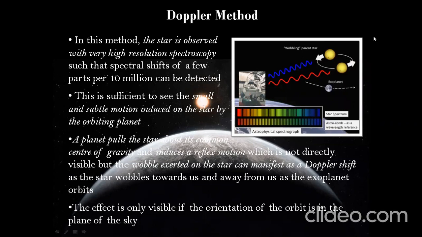The reflex motion is not directly seen, but the wobble exerted on the star can be observed, and this wobble manifests itself as a Doppler shift, and this Doppler shift can be detected. This method can be used only if the plane of the planet and the star is in the plane of the sky.